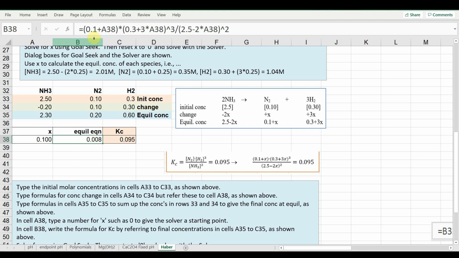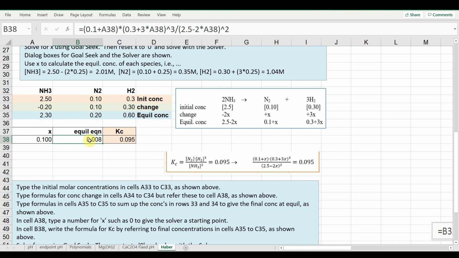That's what we have typed here, 0.1 plus x. Now x refers to cell A38, and you'd give it some number to start with. I just gave it 0.1 as a number to work with. We'll refine it. The solver will find, we hope, the exact value for x to make this equilibrium constant equal 0.095. The second term here is 0.3 plus 3x cubed. And that's the hydrogen concentration at equilibrium, 0.3 plus 3 times x cubed. Divided by 2.5 minus 2 times A38. For ammonia, recall, it's 2.5 initial concentration minus 2x, and x is A38. That term is squared.